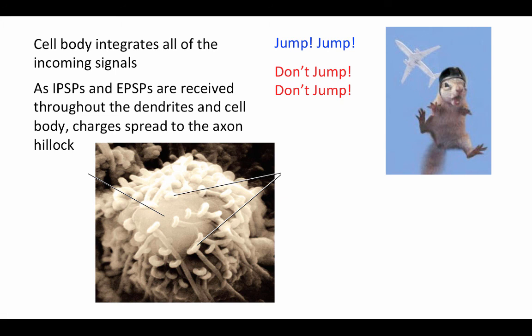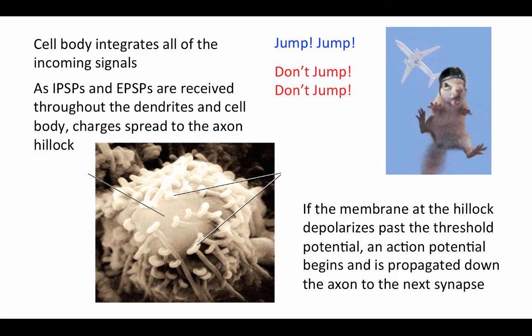So this all or nothing property of action potentials is very similar. Either the action potential is going to go or it's not. And it's going to be based on basically how loud these signals are and how much they cancel each other out. So if the net signal is go, fire, jump, do it, then it's going to fire, and it will do it in this all or nothing kind of way. So if the membrane at the hillock depolarizes past the threshold potential, an action potential begins, and it's going to be propagated down the axon to the next synapse. So it's going to transmit that message.